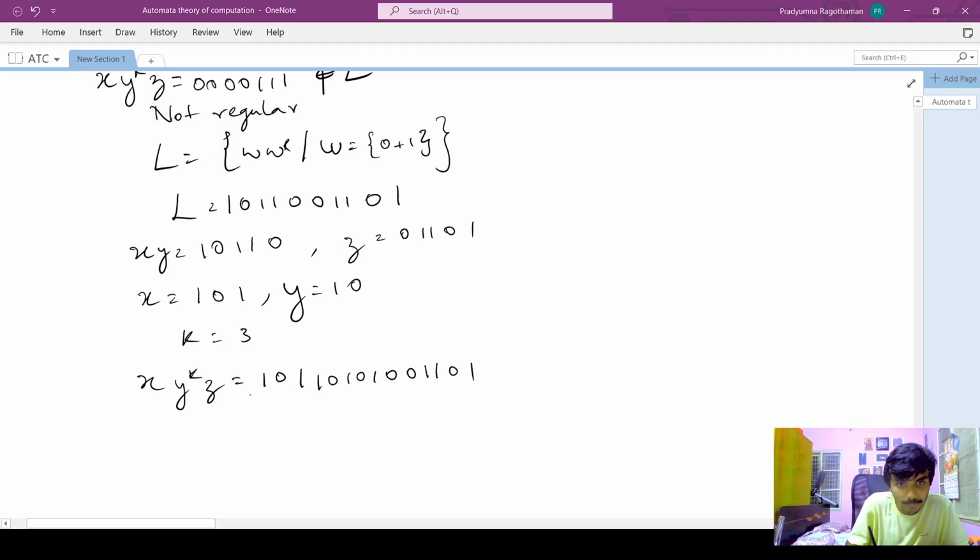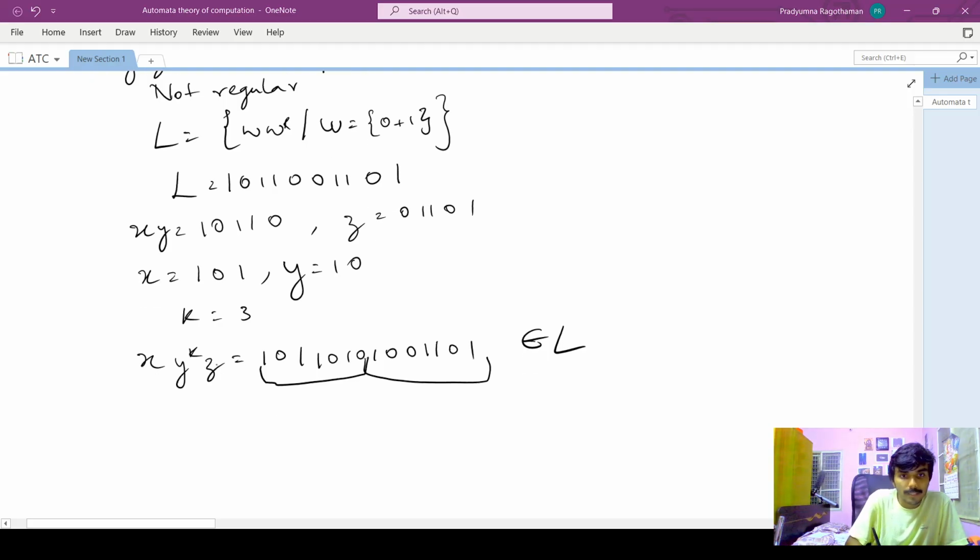So is the first half the reverse of the second half? This is the first half and this is the second half. So we can clearly see that it is not the same, right? It is not the reverse of the second half, or the second half is not the reverse of the first half, right? So this is not a valid string in this language. So this language as well is not regular.